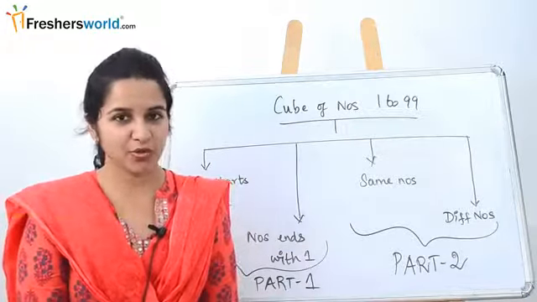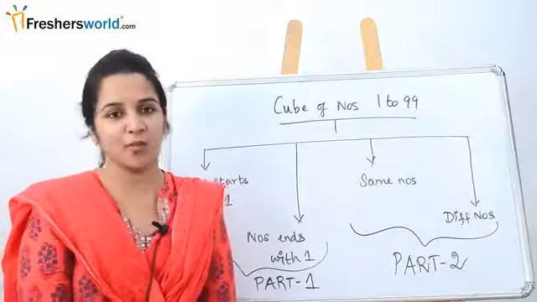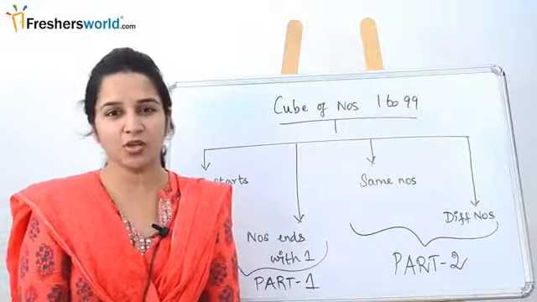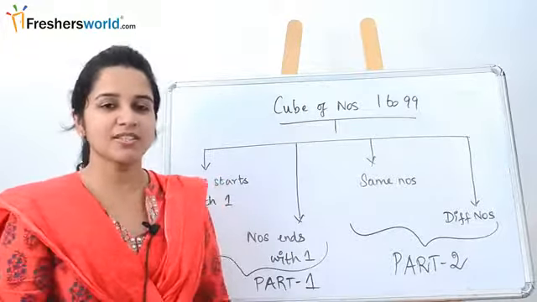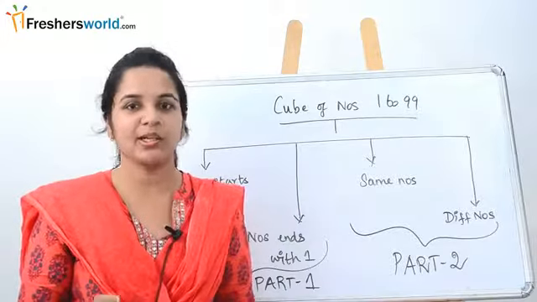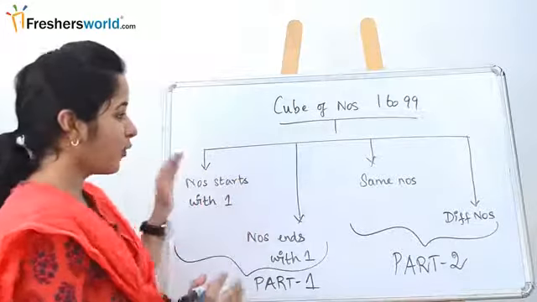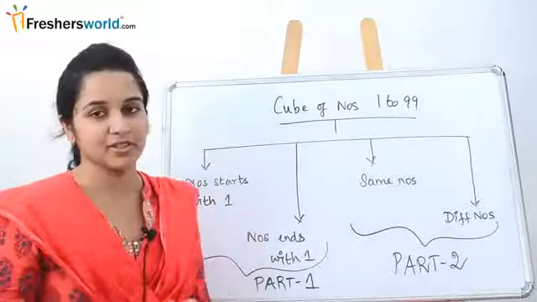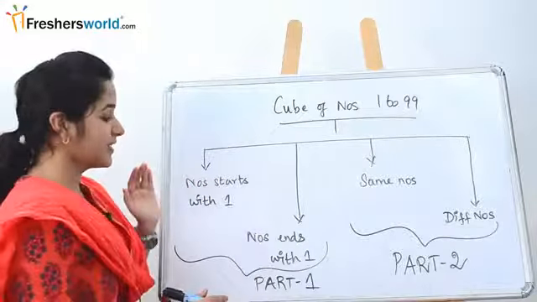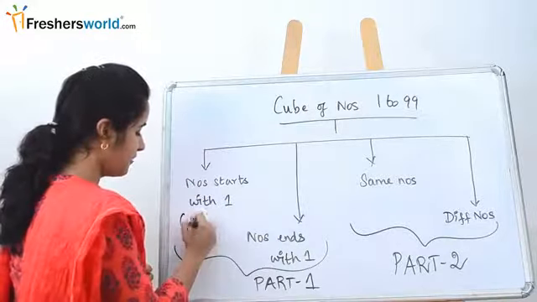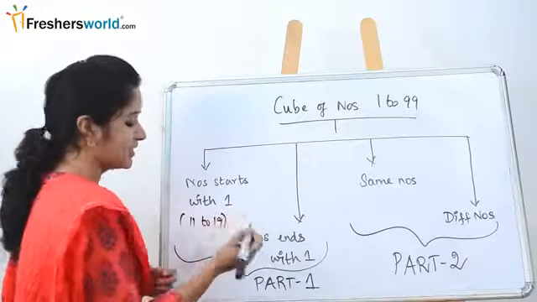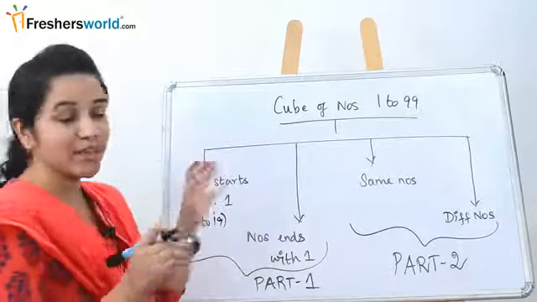So the topic that we are going to look at today is cube of numbers from 1 to 99, and how easily we can solve it with simple tricks. This video will be split into part 1 and part 2 because we have 4 ways of solving the cube numbers. The first is numbers starting with 1, like numbers from 11 to 19.